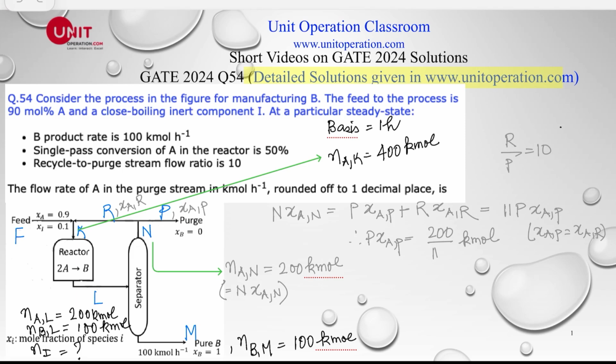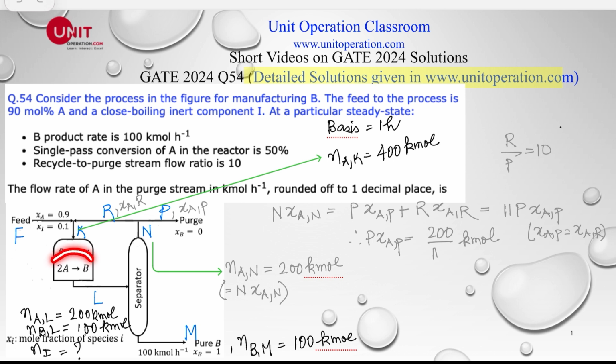8 2024, question 54. Consider the process in the figure for manufacturing B. So let's look at the diagram here. This is the feed which is coming in. The feed contains 90 mole percent of A and 10 mole percent of inert. This is mixing with the recycle stream and then going into the reactor.